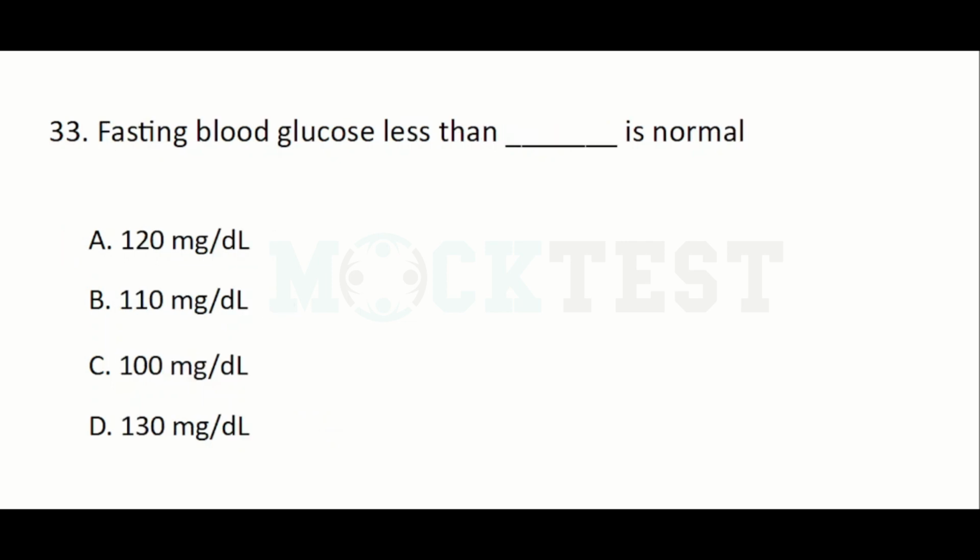Next, fasting blood glucose less than dash is normal. Option A 120, option B 110, option C 100, option D 130. Option C, 100. Fasting blood glucose less than 100 is normal.